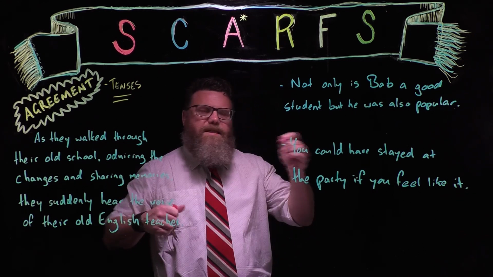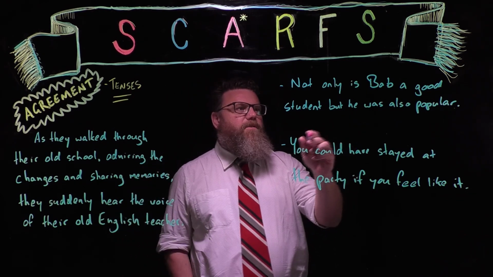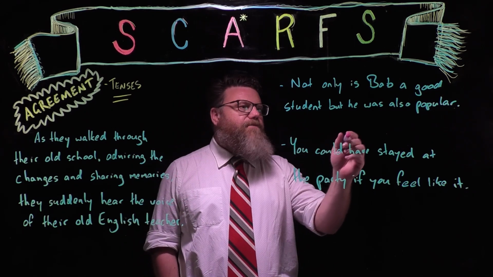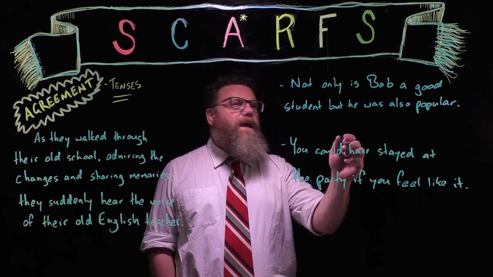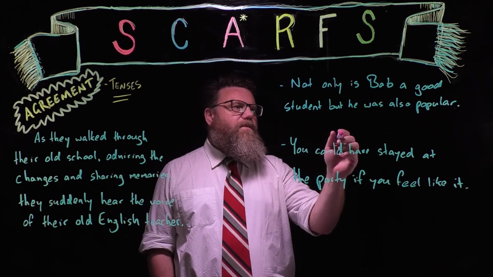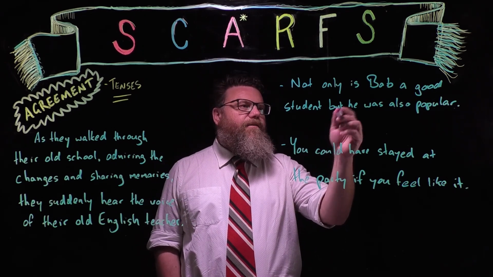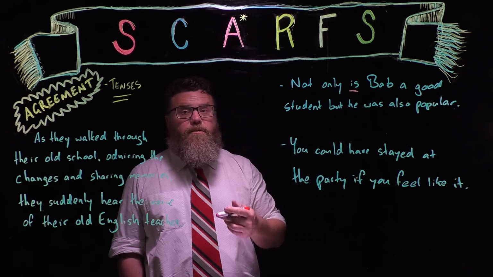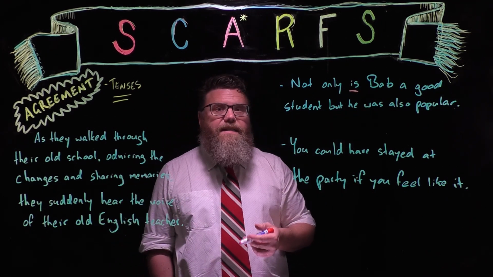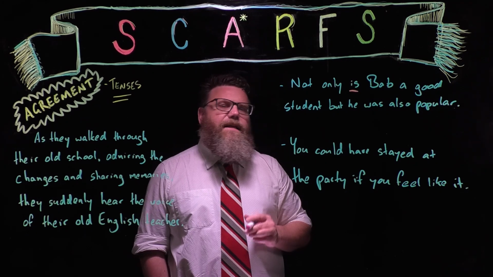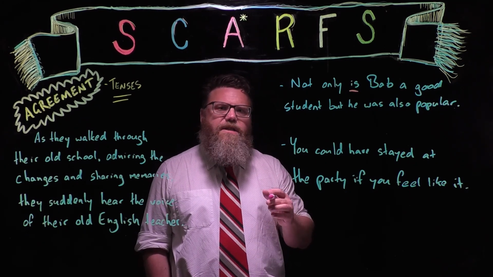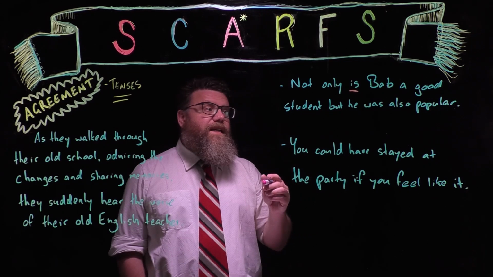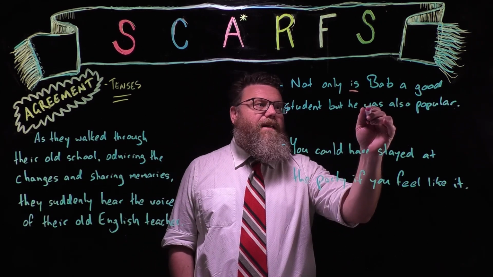So here's two simple examples. Not only is Bob a good student, but he was also popular. Now, as I said in our introductory video, the way to work out if there's a lack of agreement with tenses is you look at the first verb and see whether it's past or present tense. In this case, it's the verb to be. He is, and so that is present tense. So unless it's a deliberate change, it should be present tense all the way through. So not only is Bob a good student, but he is also popular.